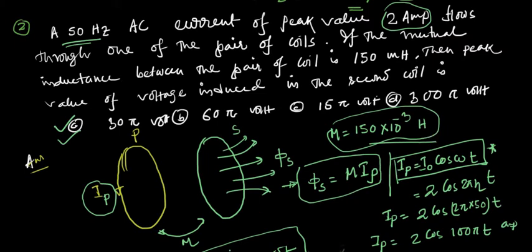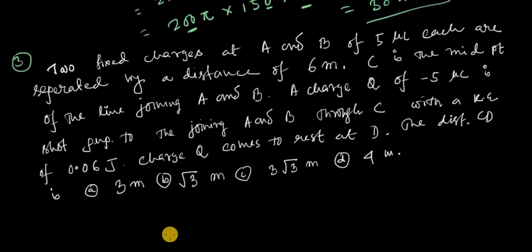Okay, next. So this is our next problem: two fixed charges at A and B of 5 microcoulomb each are separated by a distance of 6 meter, and C is the midpoint of the line joining A and B. A charge capital Q of 5 microcoulomb is shot perpendicular to the line joining A and B through C with a kinetic energy of 0.06 joule. Charge Q comes to rest at the point D. The distance CD is?